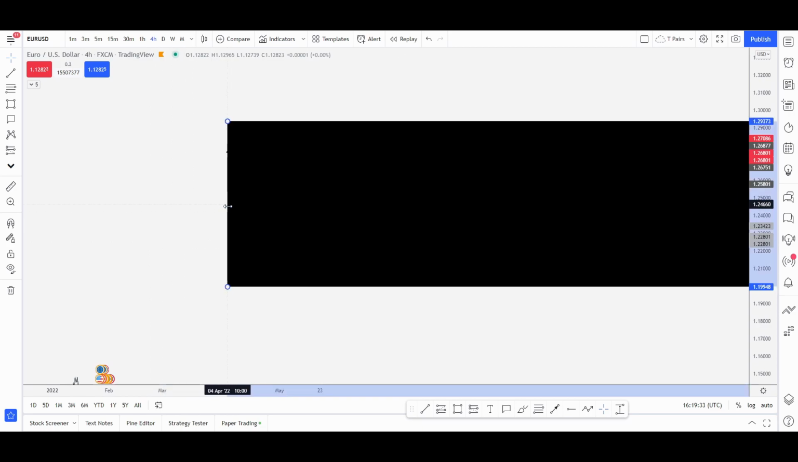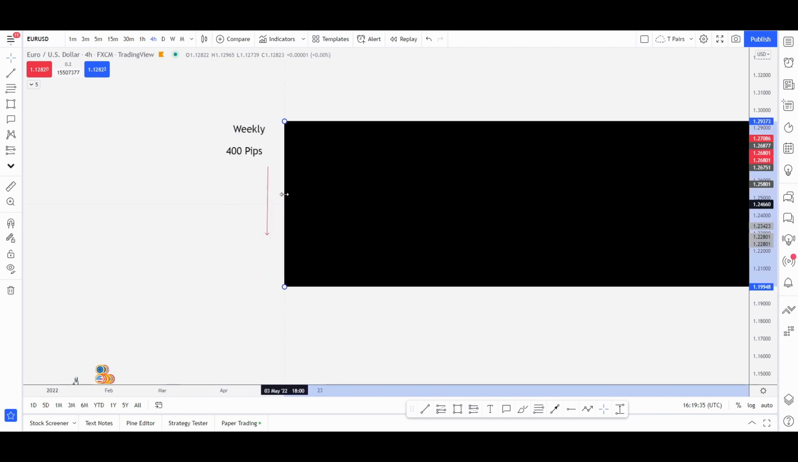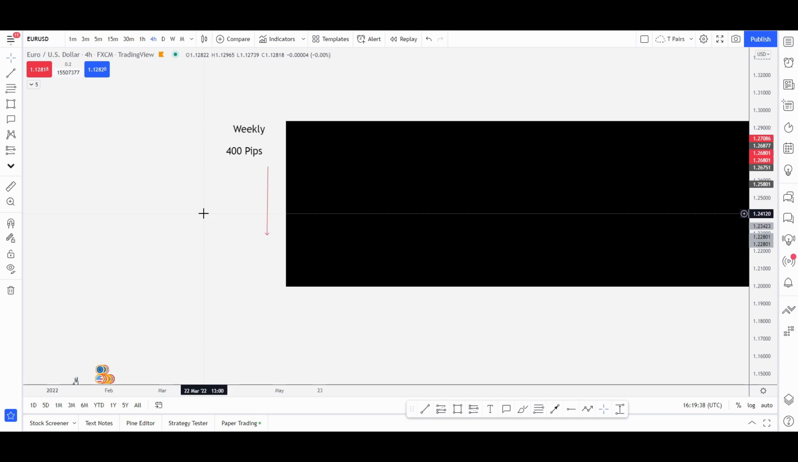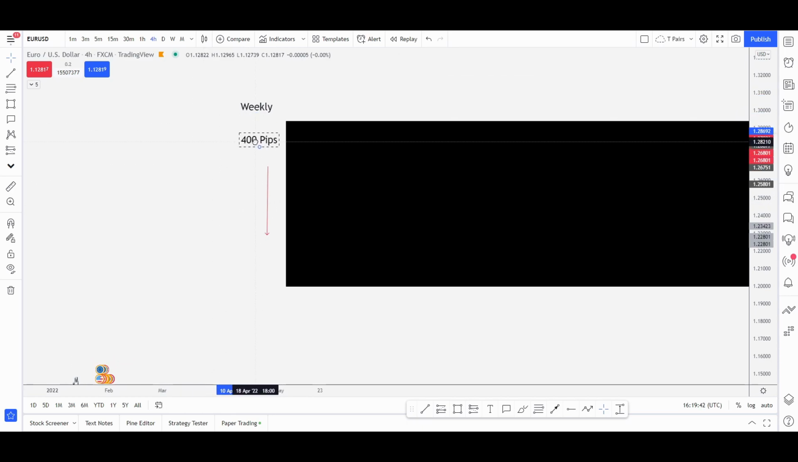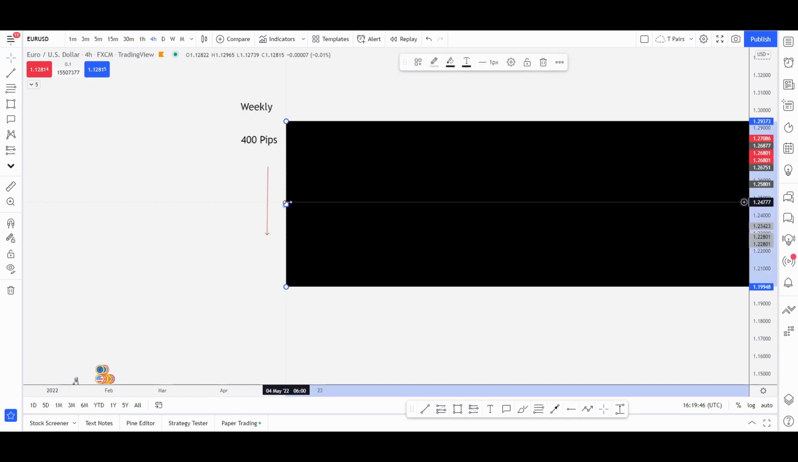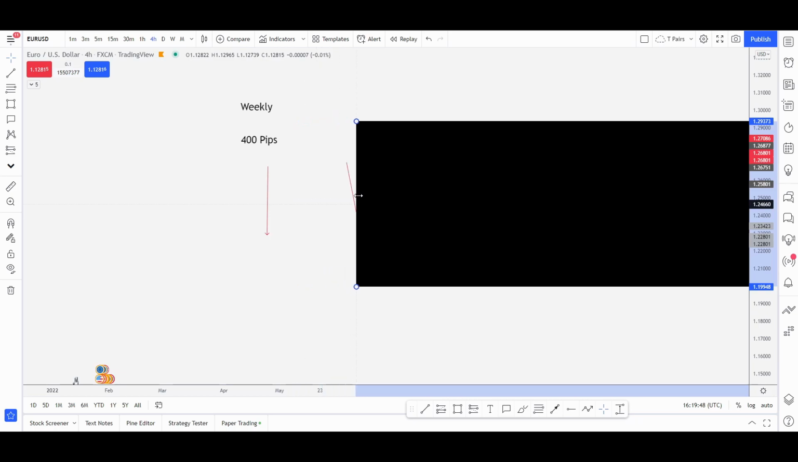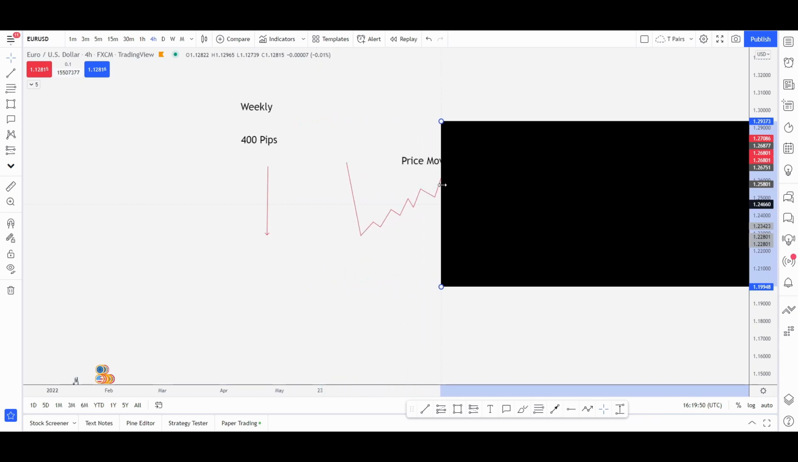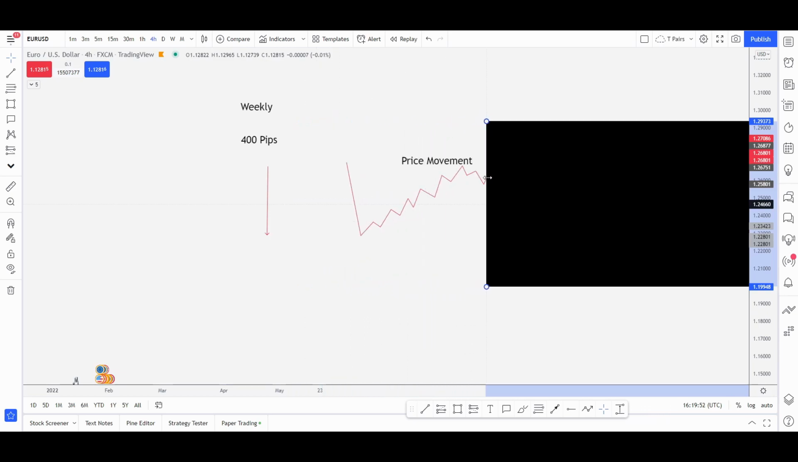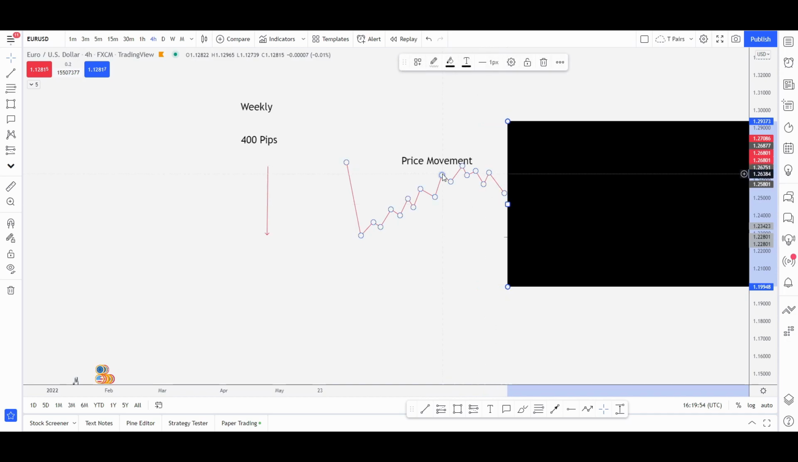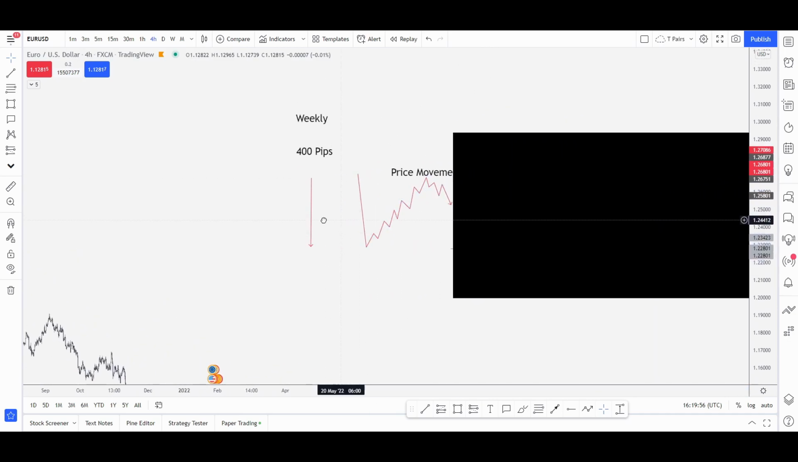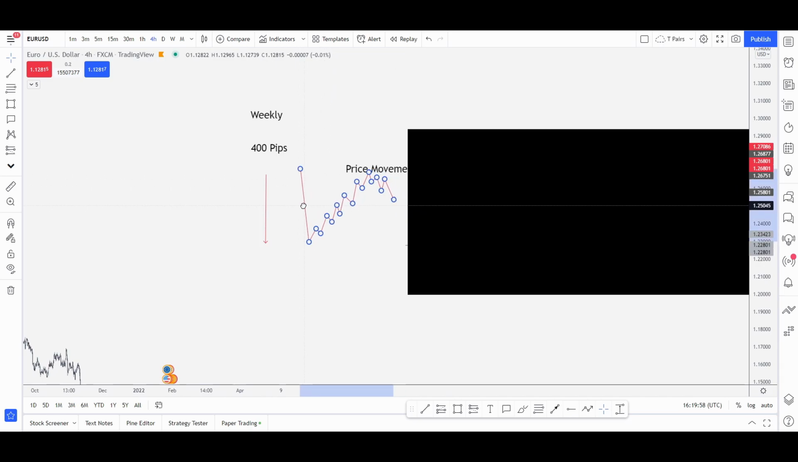Okay, so on here we're just making this up, so we're just using made up figures. Okay, so we're going to pretend that we're looking at a weekly time frame, and you might have 400 pips. All right, so the range which we're going to be looking at is 400 pips, and this is the price movement during that time period. Okay, so the price movement during that time period goes like this.